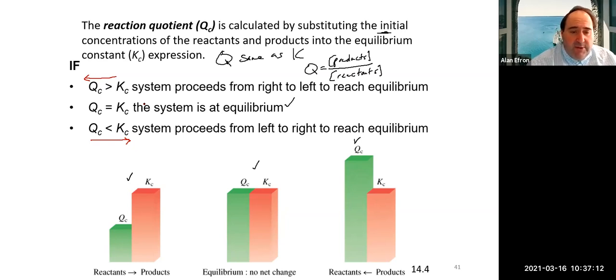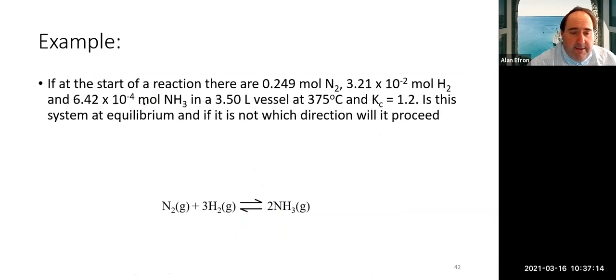All right, then why don't you try one here and see what you come up with. If we start a reaction with 0.249 moles of N2, 3.21 times 10 to the minus 2 moles of H2, and some NH3, the Kc in this case is 1.2. Determine, is the system at equilibrium? And if not, which way do you have to proceed? So basically, you should calculate the Q. Take a minute or two and see what you come up with.